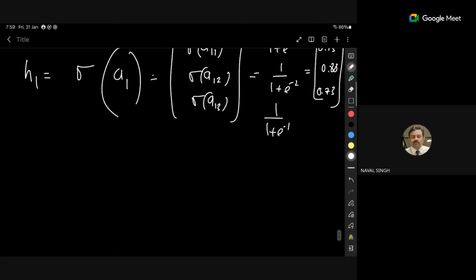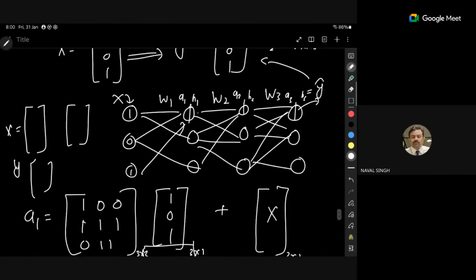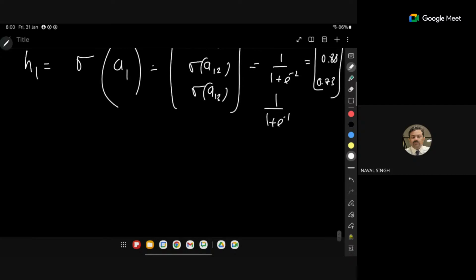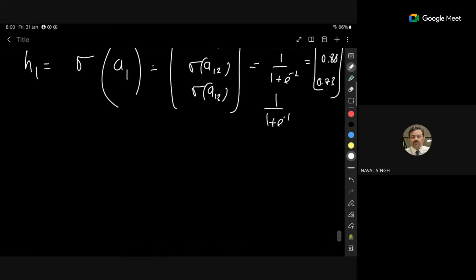Now, since I have H1, so this is H1. H1 will become the input to the next layer. So what I'm going to do is a repetition of what I did. For the first hidden layer the inputs were X, but for the second layer the input is H1. The third layer is the output layer, and for that the input is H2. Whatever I'm getting as output of these neurons is going to become the input for the next layer. Is it fine?